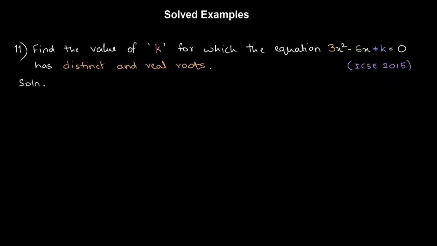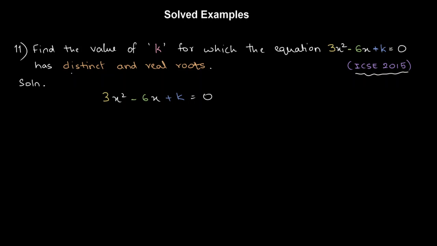Find the value of k for which the equation 3x squared minus 6x plus k equal to 0 has distinct and real roots. This question was asked in the ICSE 2015 examination. So let's start by writing down our equation first. The equation that we have is 3x squared minus 6x plus k equal to 0.